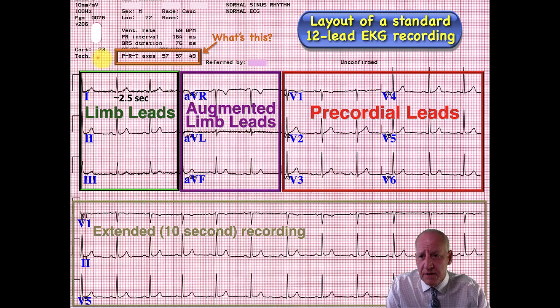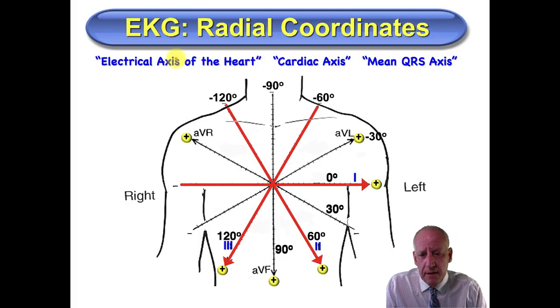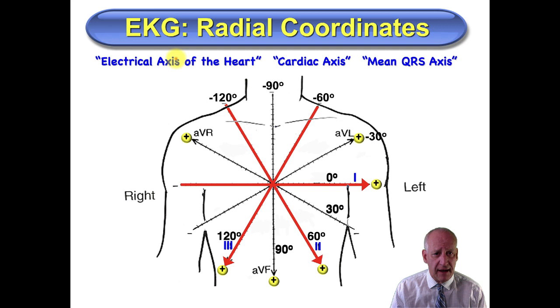So what do you think this is, the PRT axis? Well, let's begin to consider it. The axis of the heart, the electrical axis of the heart, or the cardiac axis, sometimes called the mean QRS axis, represents the electrical vector of the heart during the peak of ventricular excitation. So that would be during the QRS complex, which we'll talk about later.